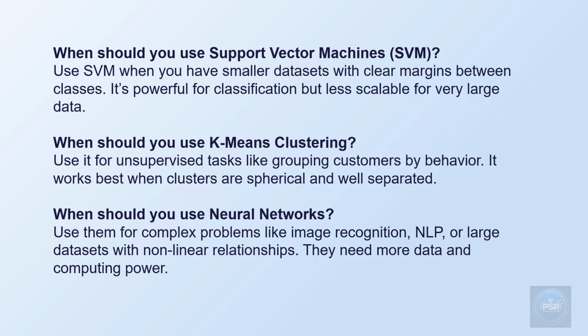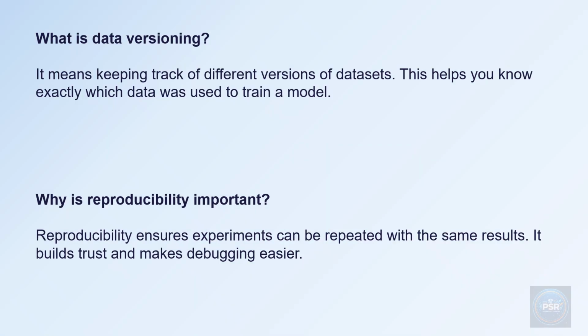When should you use neural networks? Use them for complex problems like image recognition, NLP, or large datasets with nonlinear relationships. They need more data and computing power. What is data versioning? It means keeping track of different versions of datasets. This helps you know exactly which data was used to train a model. Why is reproducibility important? Reproducibility ensures experiments can be repeated with the same results. It builds trust and makes debugging easier.